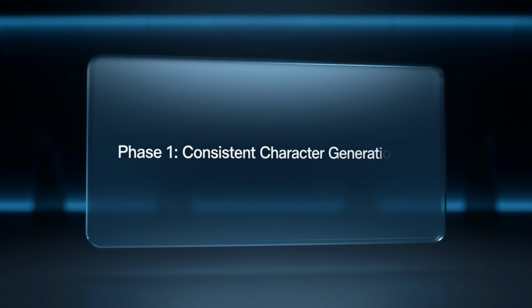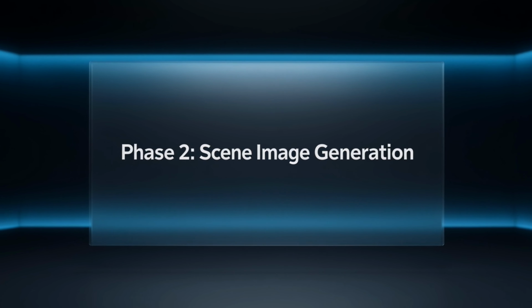Before we execute, here is the exact 4-phase blueprint we are using today to build this viral ASMR short. Phase 1. Consistent character generation. We are going to engineer a hyper-realistic main character that stays identical in every single video to build your brand identity. Phase 2. Scene image generation.